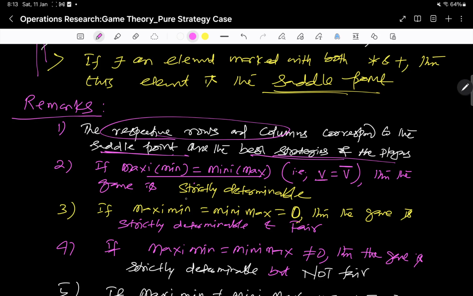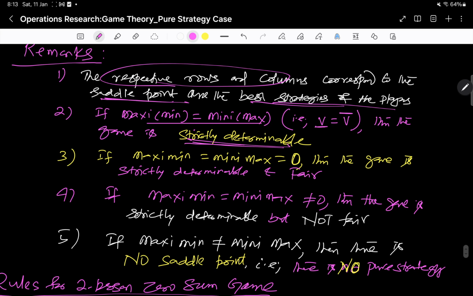In this case, we say the game is strictly determinable. Now if the minimax value and maximin value are equal, then it is determinable. If they are equal and the value is 0, then it is fair. Determinable and fair: if it is equal, then determinable, and if they are equal and 0, then it is fair.